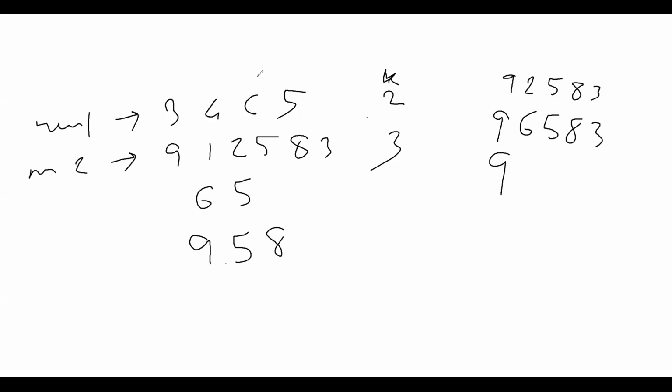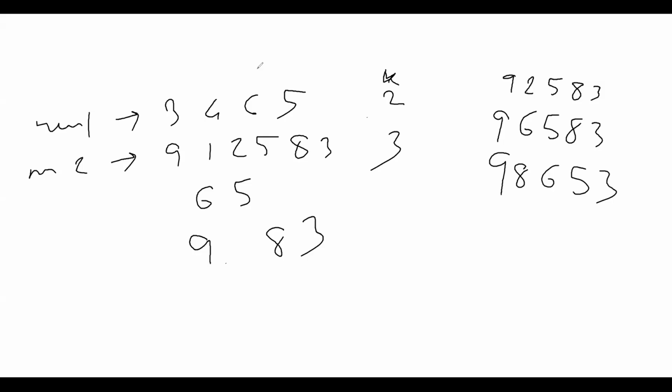Should it be 9, 8, 3? Mohan, 983 will be larger than 958, because 5 is smaller than 9. Yeah, you're right, Shweta. It should be 983, because it will be the largest sequence. So 983 and 653. If we have this one, we have 98653, and this actually is the largest one.